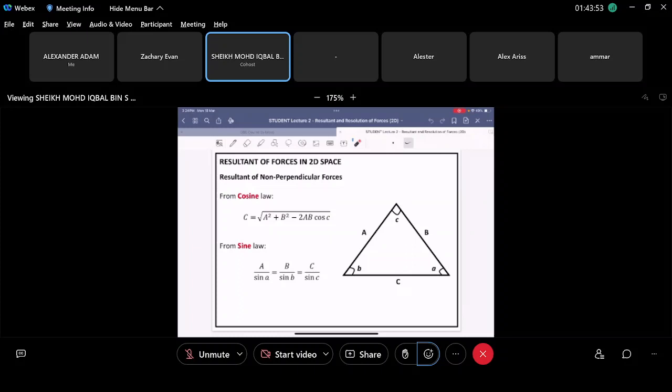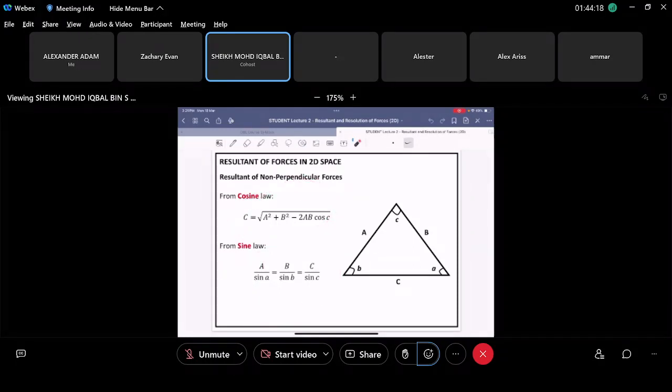If you have all the values for this one here, then use this one. If you have all the values for this one here, then use the sine law. All right, because each problem is different. Sometimes you have more values that are more appropriate for the sine law, and sometimes you have more values that are more appropriate for the cosine law. But the thing is, you have to remember these two formulas.